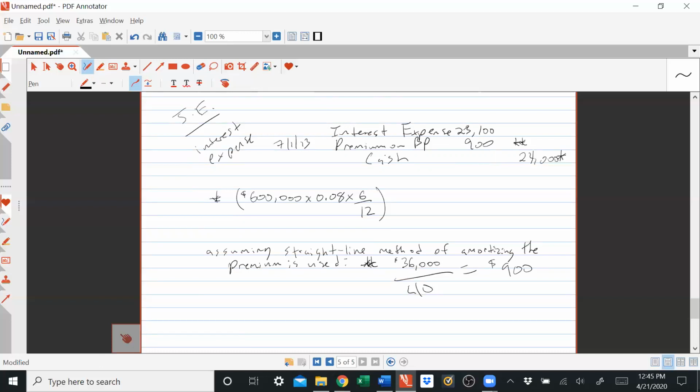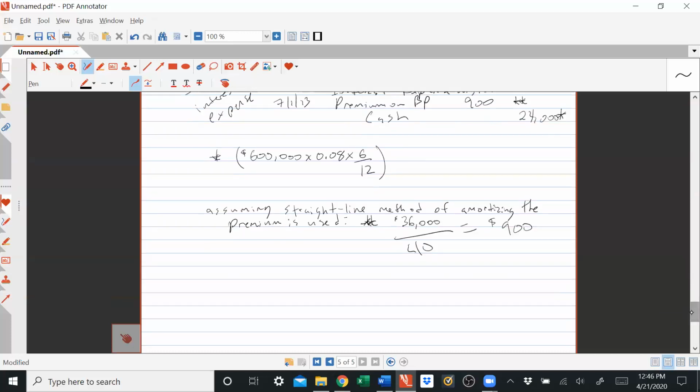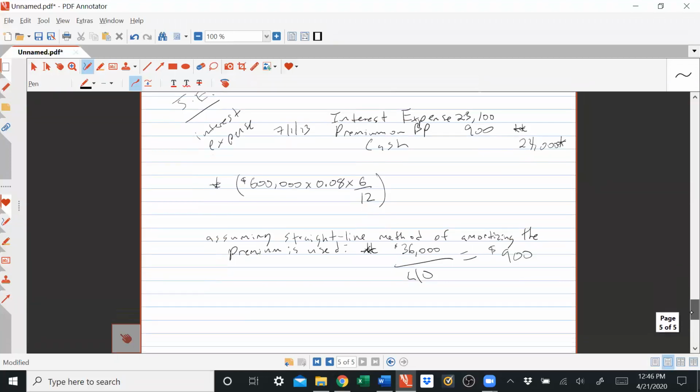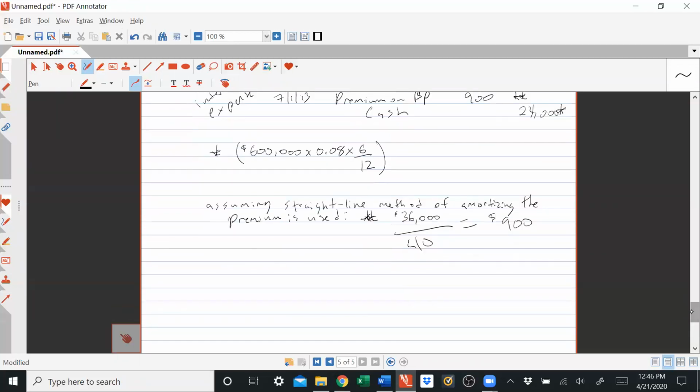Same debit, same credit in terms of the accounts, but we would be crediting discount on bond payable. So 2 credits and 1 debit. We'll do a discount example later. So that's the journal entry every time we pay interest. We still haven't solved the question yet. They want us to do the journal entry when they retire the bonds.